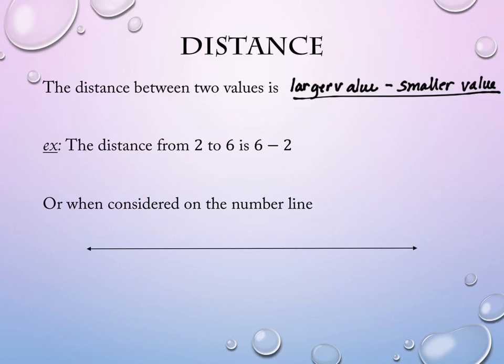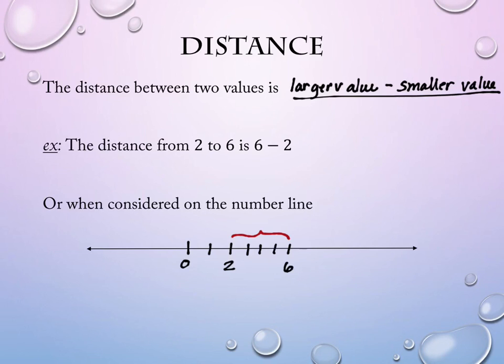So if we talk about the distance from 2 to 6, the distance from 2 to 6 is 6 minus 2 because 6 is the larger value between 2 and 6, right? And if you're thinking about it from a number line perspective, here is 0. We'll put 0 in. There's 2, and here's 6. And the distance is the space in between. So distance is always positive, okay?